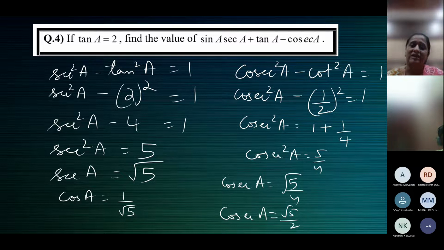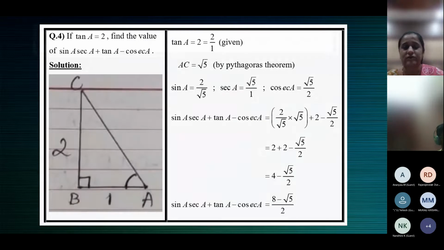So now you have tan A, that means you have cot A. With secant A, you have cos A also, its reciprocal. Now sine and cosecant. If you want to find cosecant A, use this identity, cosecant square A minus cot square A is 1. So you have cosecant A, its reciprocal is sine A, 2 by root 5. See, that's what we got here also using the right triangle.